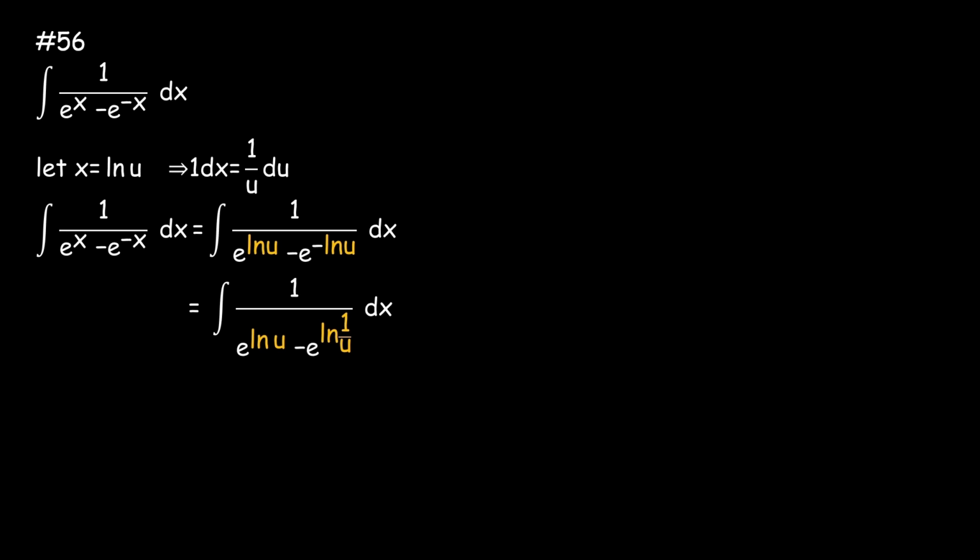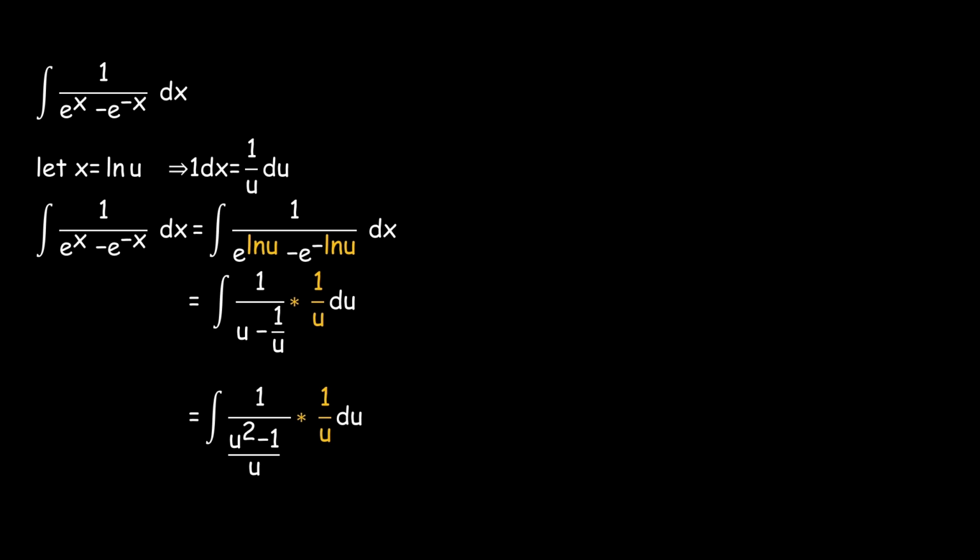So now this would be 1 over e to the power ln u minus e to the power ln 1 over u dx. Now we're going to substitute the x eventually. So this would give us 1 over u minus 1 over u times 1 over u du. For the first part of the expression, we can find the least common denominator and subtract. So this would give us 1 over u squared minus 1 over u times 1 over u du.